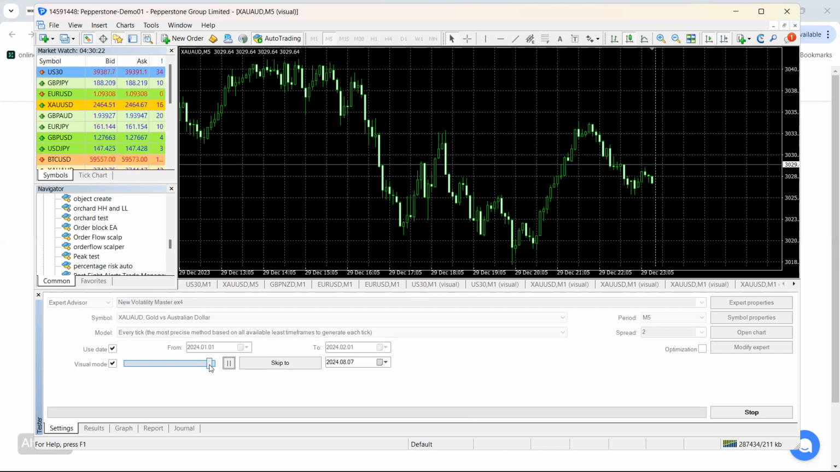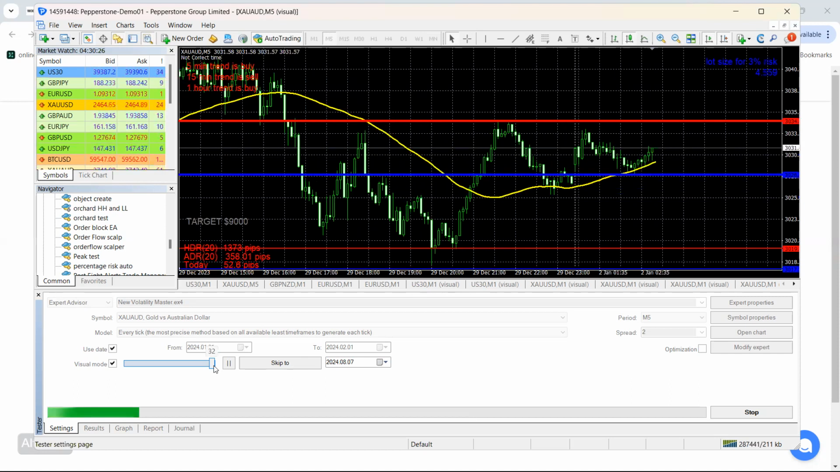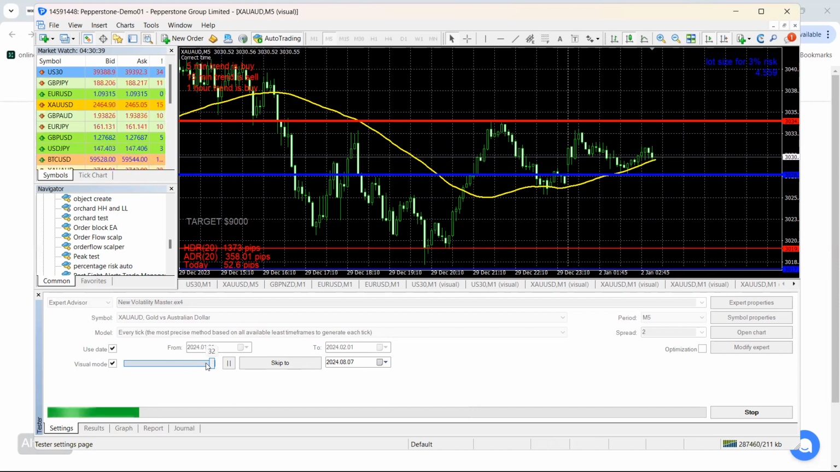Back test is always slow when I'm recording. Let's just fast forward here a bit. And what we're going to be looking for is when the market breaks above the red line, let's have a look at where it places the trade and the stop loss.